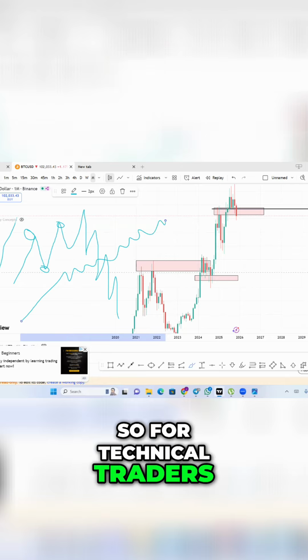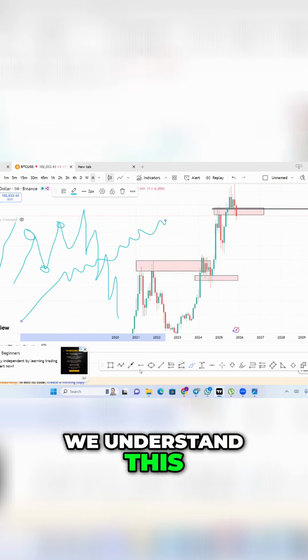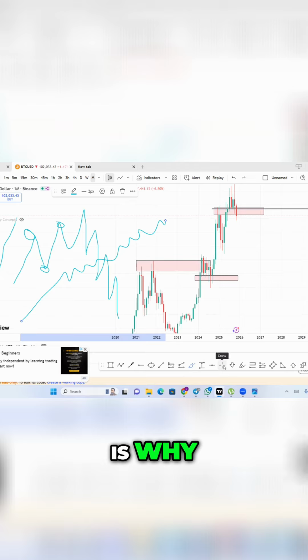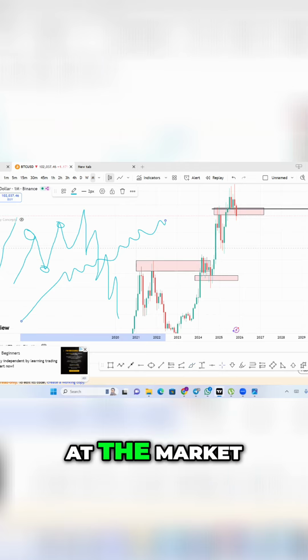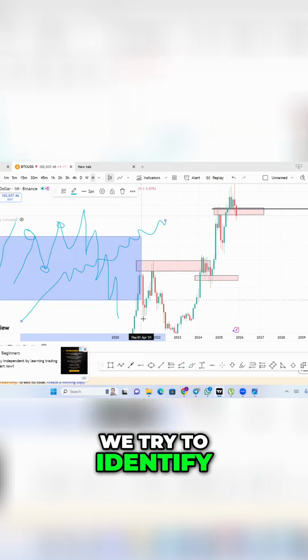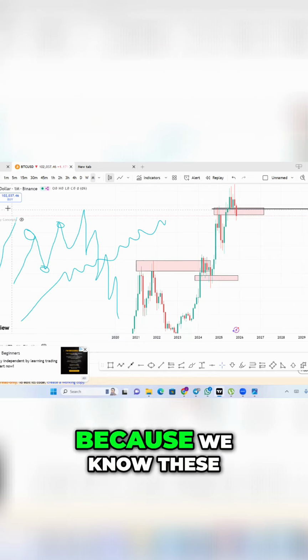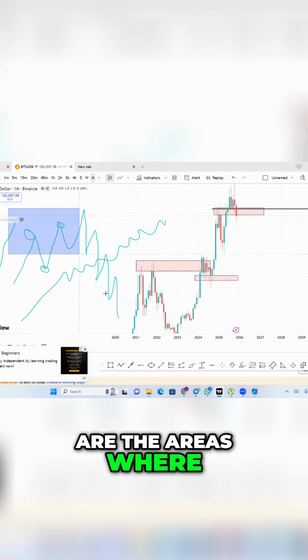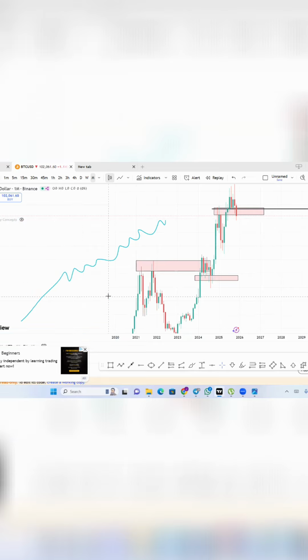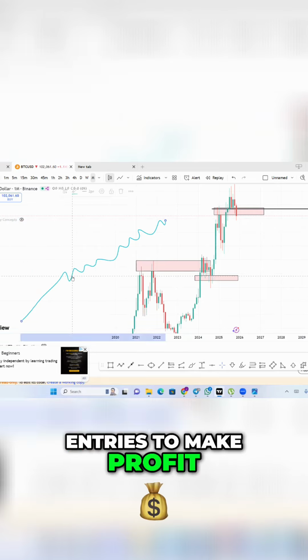So for technical traders like us, we understand this clearly well. And that is why whenever we are looking at the market, we try to identify these wave patterns and see how best we can take advantage of them, because we know these are the areas where we can look for entries to make profit at the end of the day.